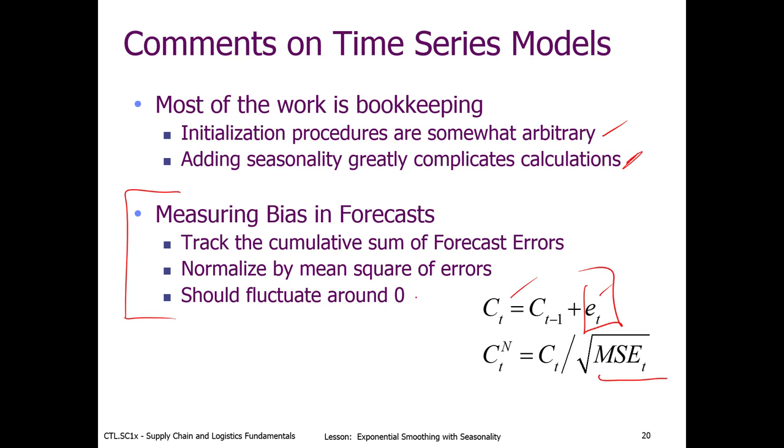But the important thing is you should fluctuate around 0, right? This number, if here's 0, if I'm normalizing it, hopefully you're going something like this. If you find that you're trending way up or trending way down, then you've got a bias problem. So this is a good thing to track and to keep track of going on.